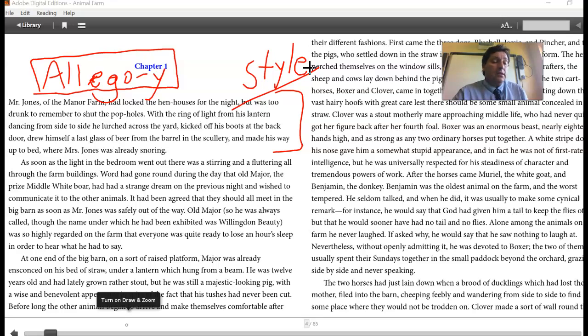He locked the hen houses for the night, but then there's a moment of adult life coming into this. You've got this alcohol business here, drinking, and he is drunk, of course, and he drinks again. And so those particular moments tell us that what we're definitely not doing is reading a children's story.